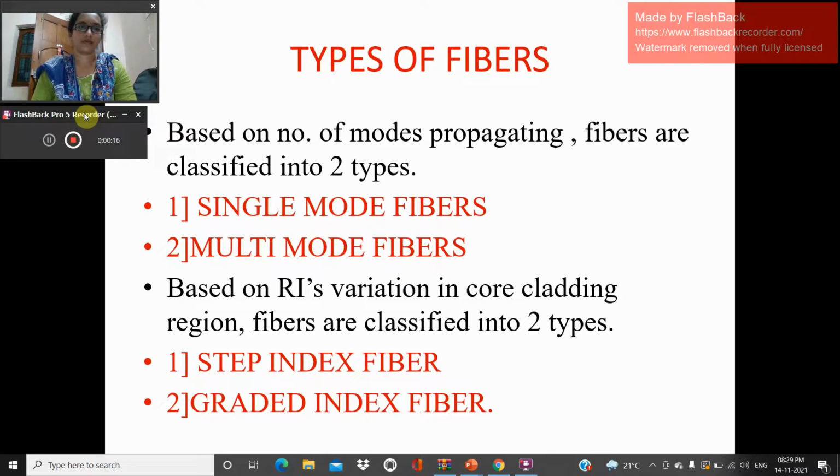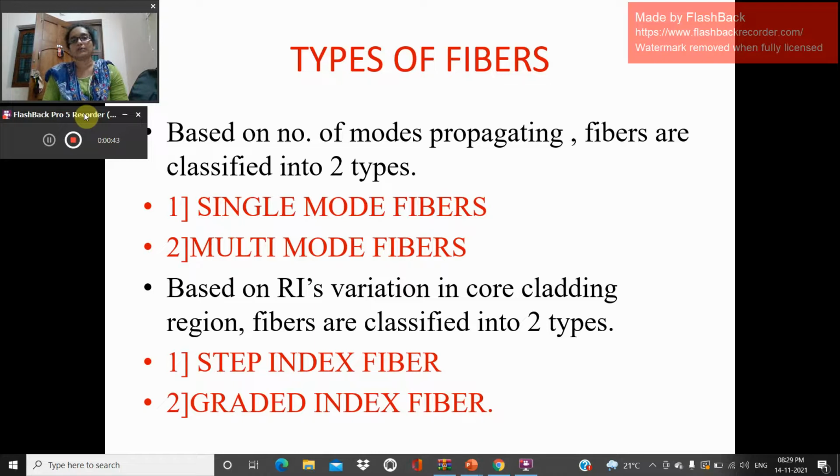Next topic is types of fibers. So, how many types of optical fibers are classified? Based on the number of modes propagating in the fibers, they are classified into two types. Number one, single mode fibers. Number two, multi mode fibers.